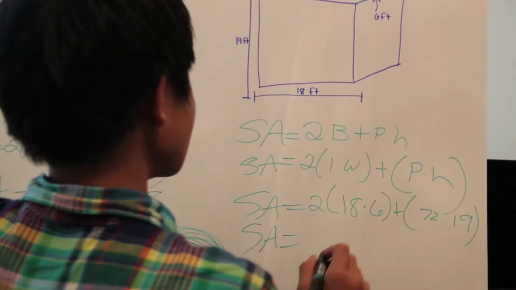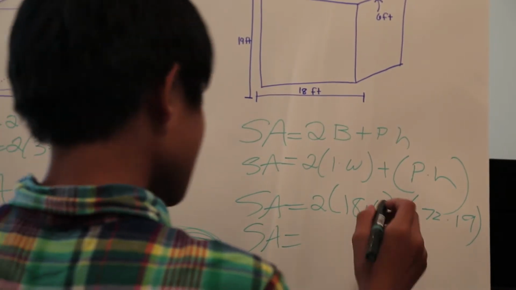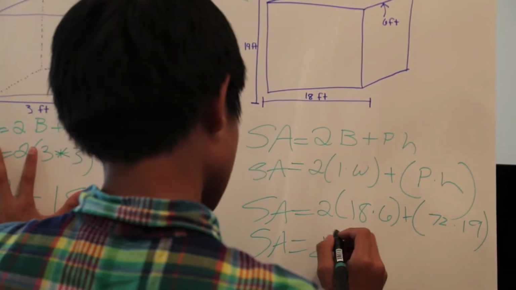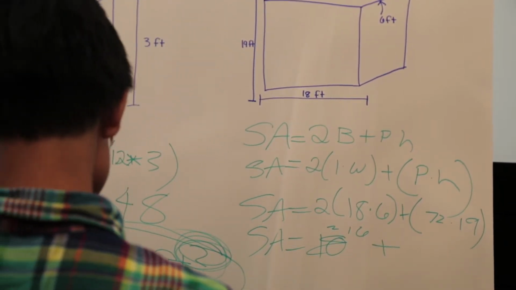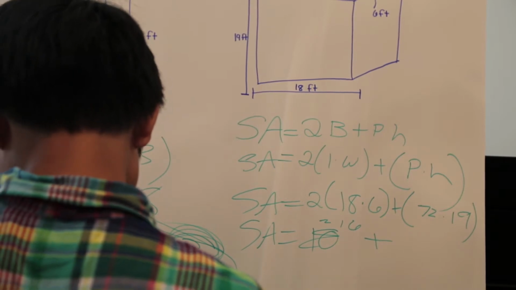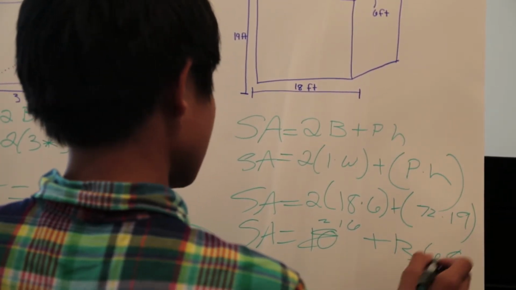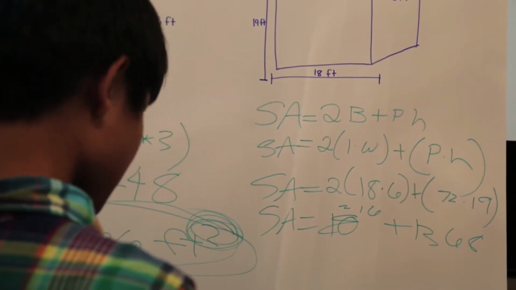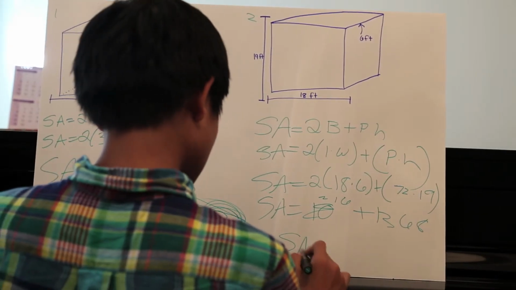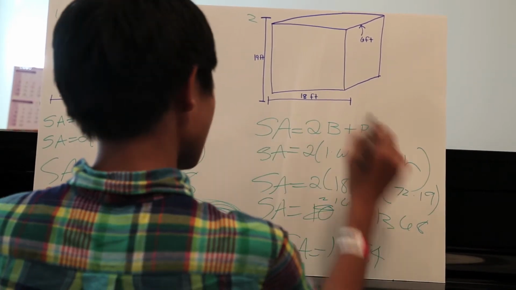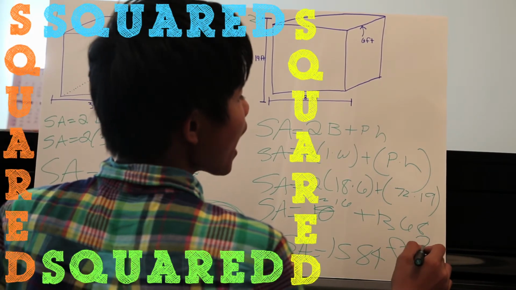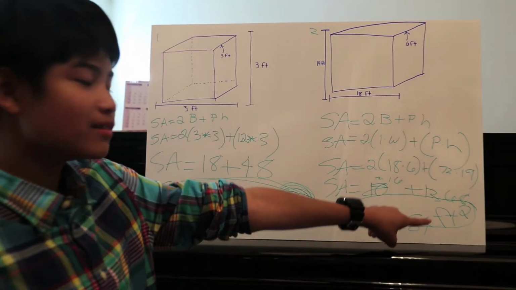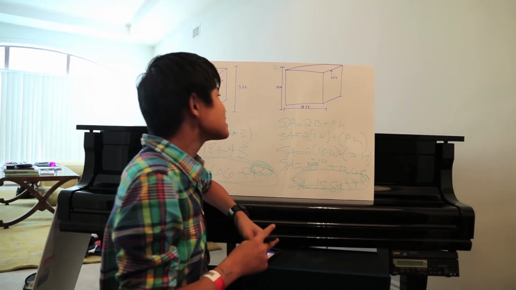So SA equals 18 times 6, which is 108. 108 times 2. Remember, so it's actually 216 plus 72 times 19, which is 1,368. So 1,368 plus 216. SA equals 1584 feet squared, okay? Get it right, or you lose a few points or half a point, depends.